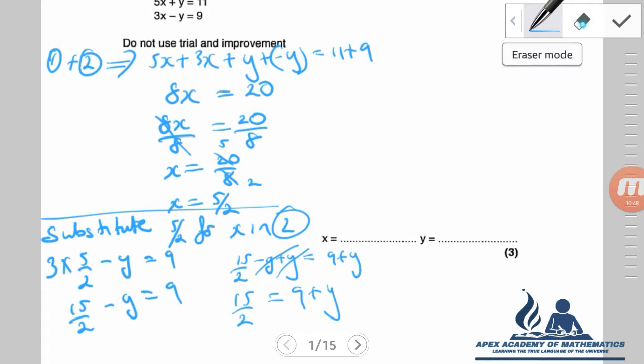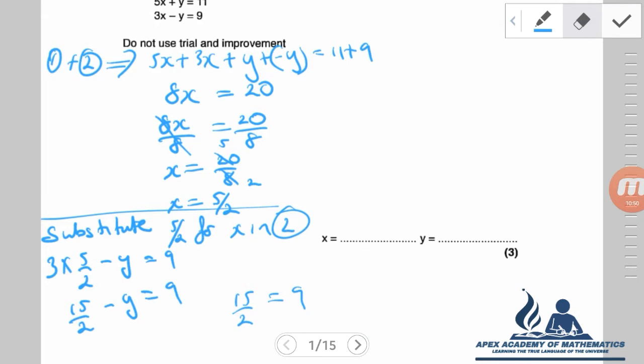So I'm just going to erase this here to give me some space. Pretty much when I add y to both sides and subtract 9 from both sides, y is going to be equal to 9 minus 15 over 2. Now working this out, I have y is equal to 18 minus 15 over 2. So this works out nicely to y is equal to 3 over 2.